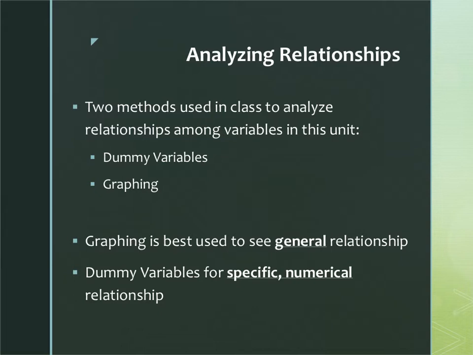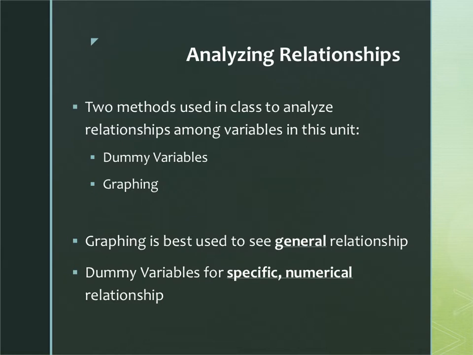So dummy variables, you resort to that for specific numerical relationship analysis. So if they give you numbers, if they say specifically what happens to this if you double that, that means you're going to be working with numbers specifically. Whereas graphing is best used to see general relationship trends. So if they're just talking about increase, decrease, remain the same, it might be best to use the graphing method.